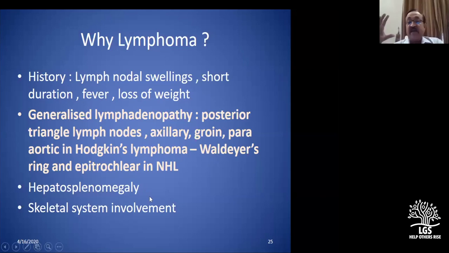Lymphoma can be given as a short case, and it can also be given as a long case. So if there are more findings, obviously it will go to a long case. Lesser findings, it will go to a short case. I hope it's clear.